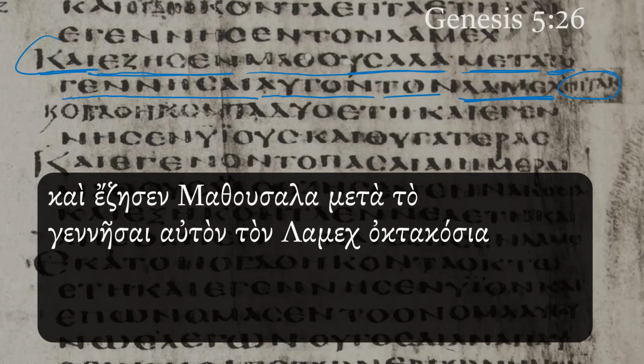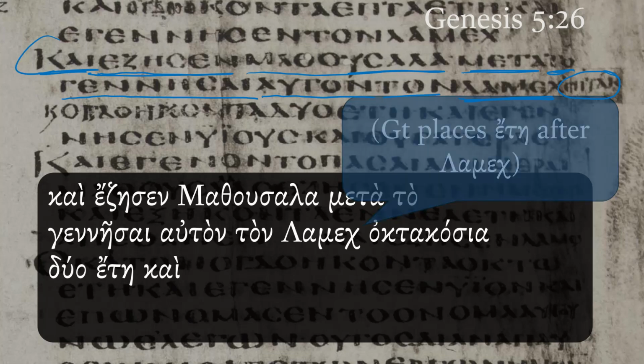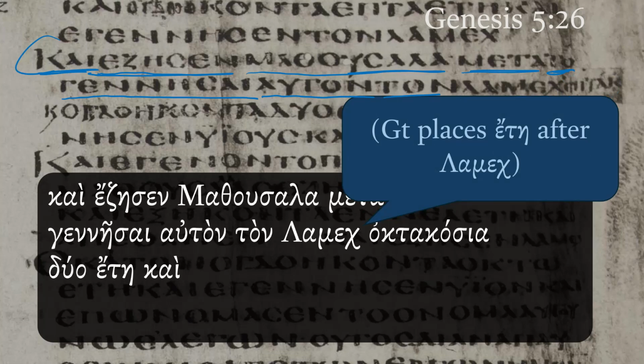Now, again, the Ross text has octacosia, which is 800, and then duo, ete, so 802 years. And I'm going to explain why I don't finish it out there. Now, if you were to look things up in Göttingen, and I've shown you the Ross Henhart text, they actually move this ete up here after Lamech. That doesn't change the meaning. It's the same number of 802.